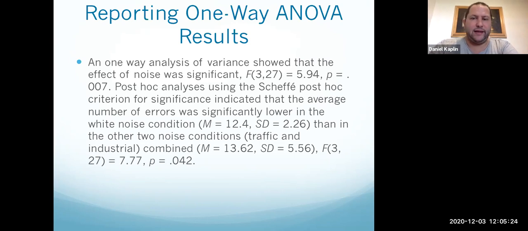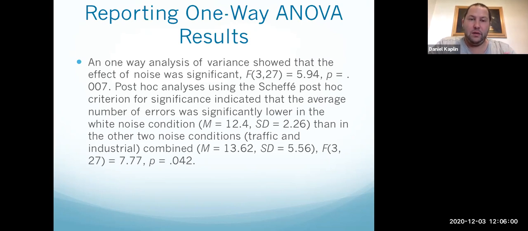So here's how you would write the results of a post hoc analysis. For the post hoc analysis, you report significant differences between the groups, and that's it. So: post hoc analysis using Scheffé post hoc criterion for significance indicated that the average number of errors was significantly lower in the white noise condition than the other 2 noise conditions. Notice how you put the means and standard deviations for all of them, and then the p-value.